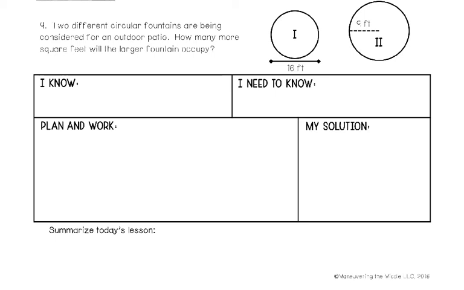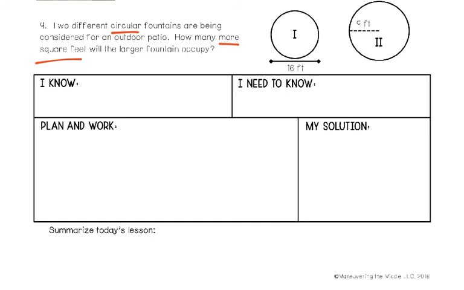It says two different circular fountains are being considered for an outdoor patio. How many more square feet will the larger fountain occupy? You've got two fountains pictured here. This is the larger one. This is the smaller one. And it says how many more square feet will the larger fountain occupy?